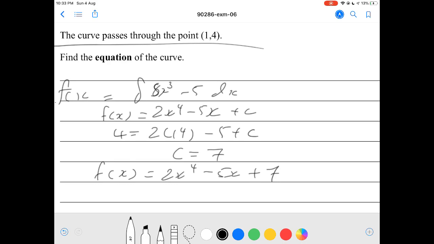Alright, so for the next clip, we're going to be drawing a gradient function. Roll it.